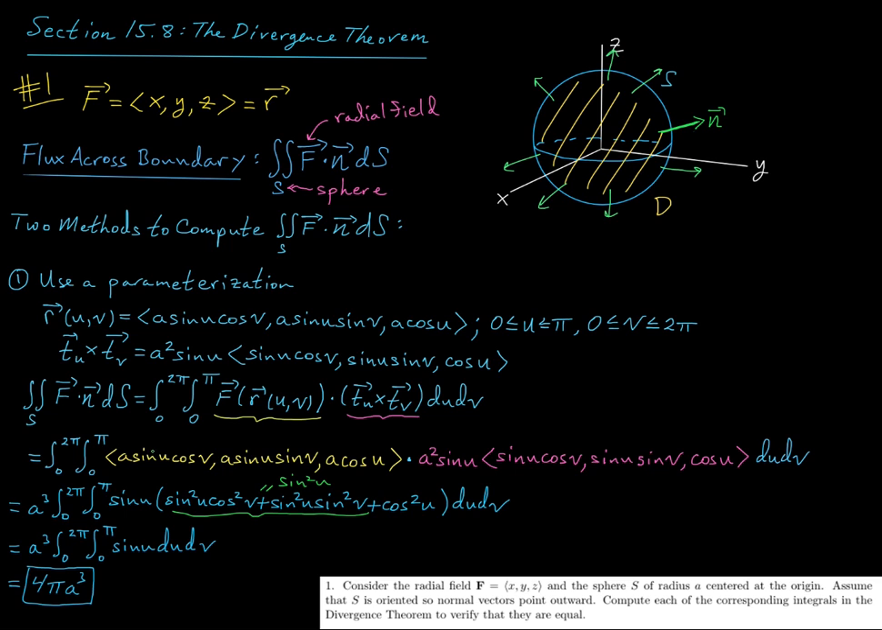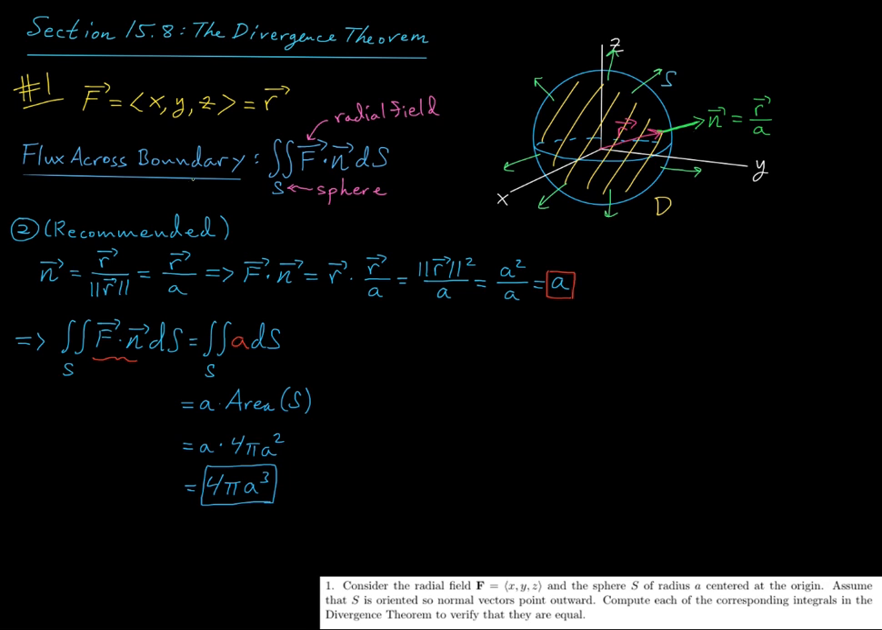And then we're going to get this sine u out front. And then in parentheses, we have sine squared u cos squared v plus sine squared u sine squared v plus cos squared u. And see from the Pythagorean identity, on these two terms these sum to just sine squared u. And then we have sine squared u plus cos squared u, and so that all simplifies to just 1. And so 1 times sine u gives us sine u. Okay, so then computing this integral, which is not hard, is just 4 pi a cubed for the flux across the boundary.